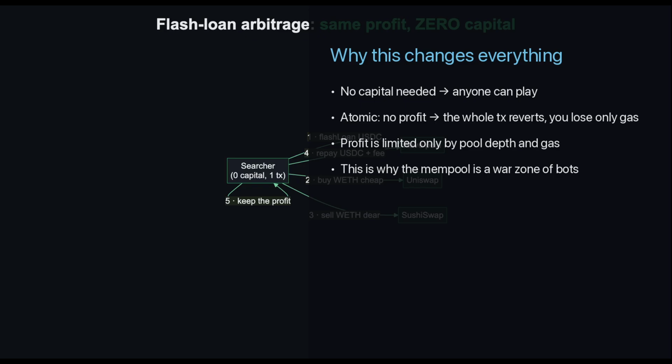Two things make this huge. You need no capital, so the barrier to entry basically vanishes. Anyone can attempt any arbitrage. And it's atomic. If the trade doesn't profit, the whole transaction reverts and you lose nothing but gas. You literally can't lose money on the trade. That combination is exactly why the public mempool is a war zone of bots, all racing to land these transactions first.